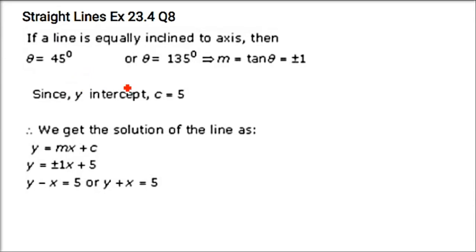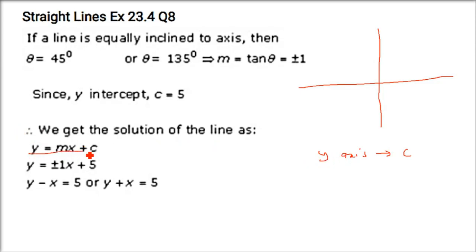Find the equations of the straight lines which cut off an intercept of 5 from the y-axis and are equally inclined to the axes. Equally inclined, what does that mean? This means, first, the intercept is 5 on the y-axis.